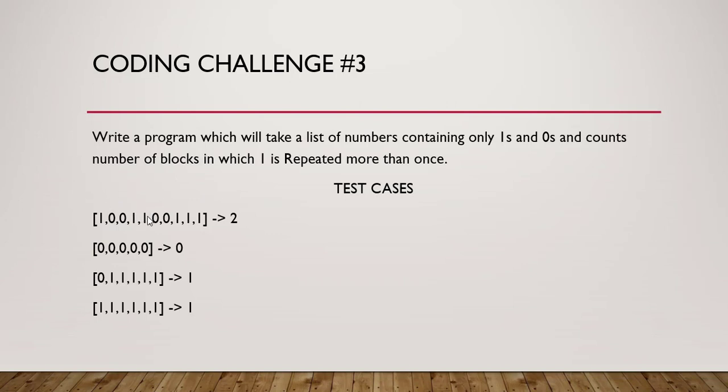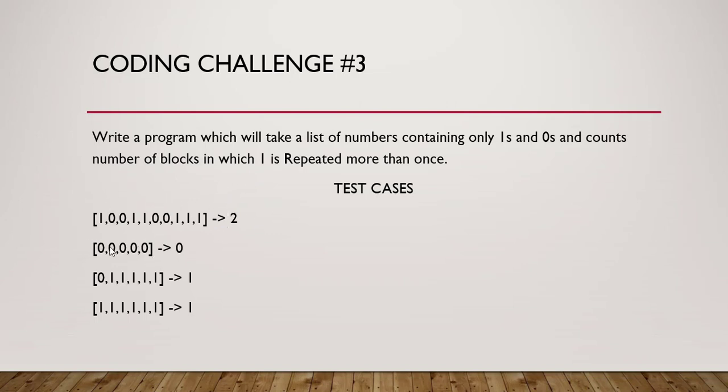Here we have a block in which 1 is repeated more than once, 0, 0, and 1, 1, 1. Another block in which 1 is repeated more than once. So our program should tell us, hey, you have two blocks in which 1 is repeated more than once.